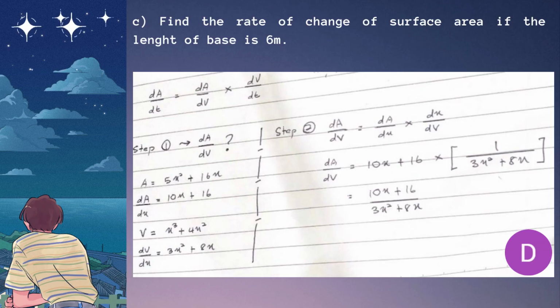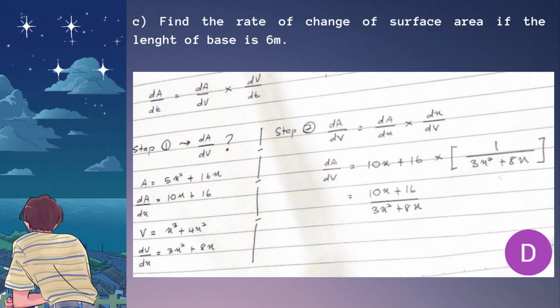For the final question C, to find the rate of change of surface area if the length of the base is 6 meters. Step 1, we need to find the derivative of area and the derivative of volume. We have the area equation, which is 5x squared plus 16x. We differentiate it to get dA over dx, which is 10x plus 16. Then we have the volume equation, which is x cubed plus 4x squared, and we differentiate that to get dV over dx, which is 3x squared plus 8x.